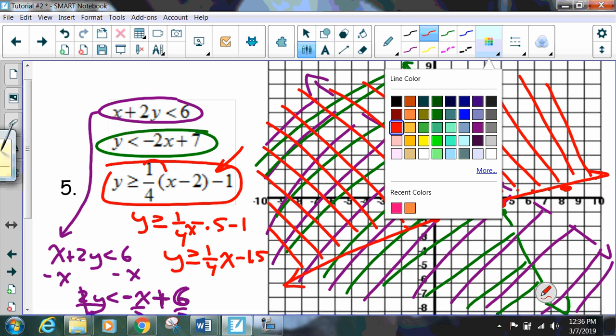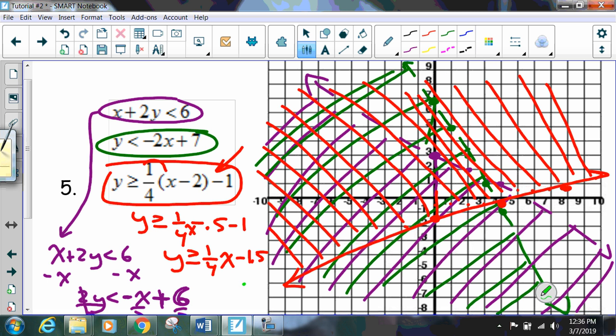How about a super bright green? Okay, so here we go. Let's see where the overlap is. I think this red line is part of the overlap, right? And then, ooh, did I go too far? I did go too far, so hold on.